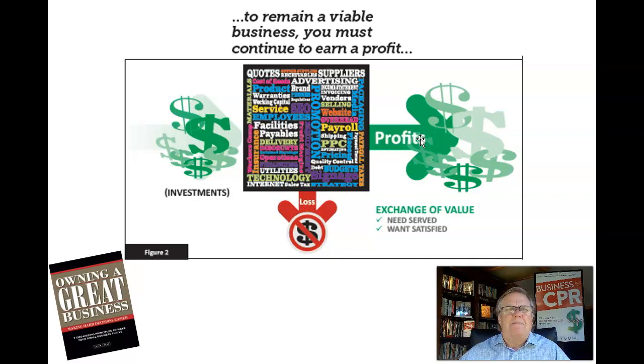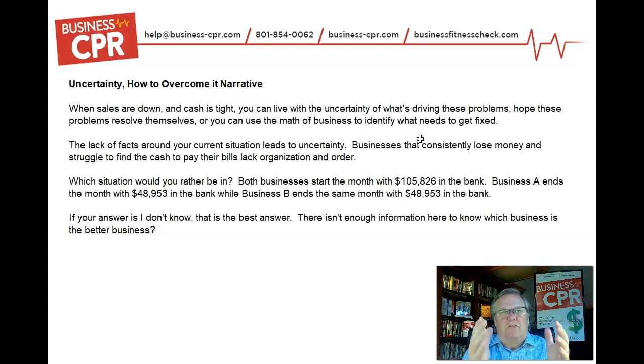So let's put two businesses in front of you, because one of the points I'm trying to make here is that there are certain things that help you know whether business A or business B is the better business to own. So, for example, both business A and business B start off with $105,826 in the bank. That's their beginning bank balance for, let's just say, month 4 of a 12-month year. And business A ends month 4, in other words, their ending bank balance is $48,953. So that becomes month 5's beginning bank balance.